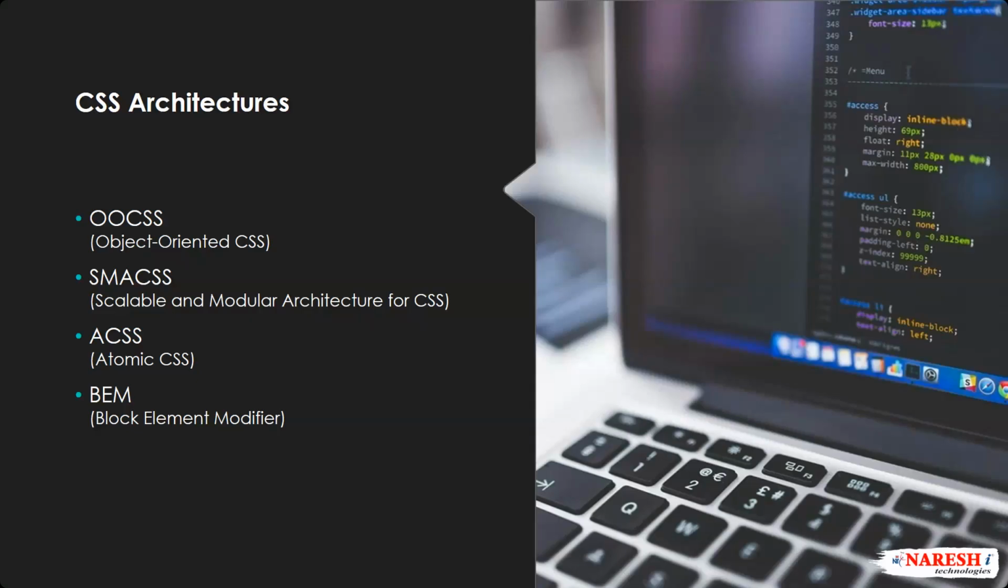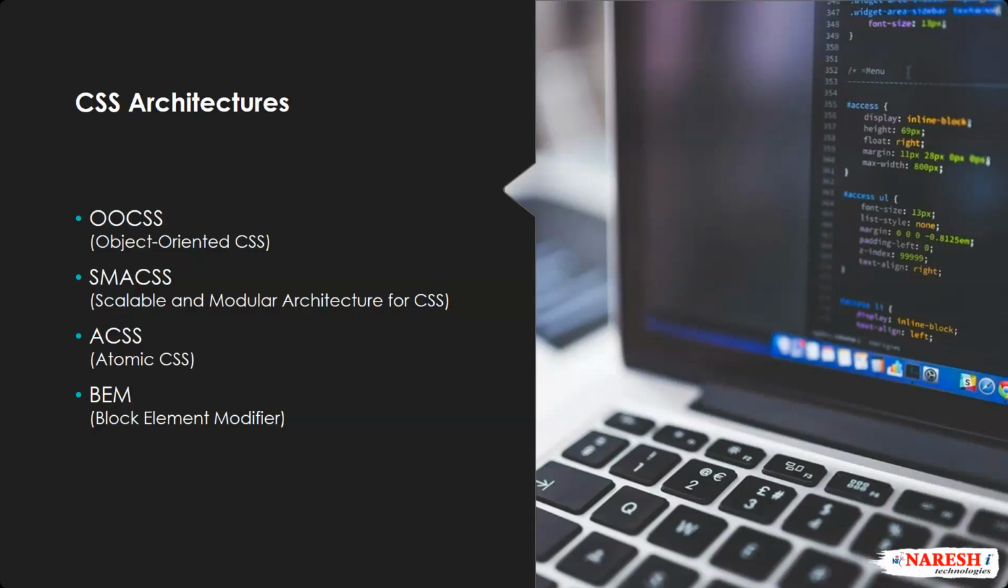So generally CSS means not just CSS. We have various CSS architectures. We have object oriented CSS. We have scalable modular architecture of CSS. We have atomic CSS. We have block element modifier, BEM. So BEM is one of the popular CSS architectures used in several companies actually.